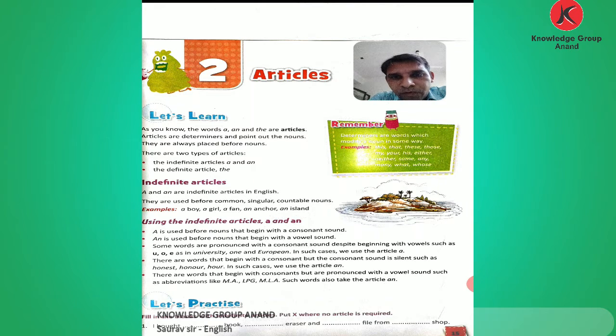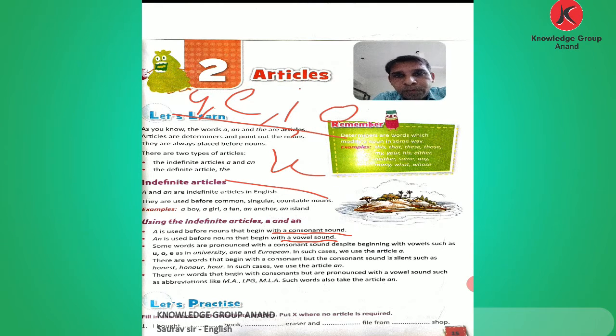Let's see the description here. A is used before a noun that begins with a consonant sound, not the sound created by the vowels A, E, I, O, U. An is used before nouns that begin with a vowel sound. The sound created by these vowels A, E, I, O, U, we put an before it.